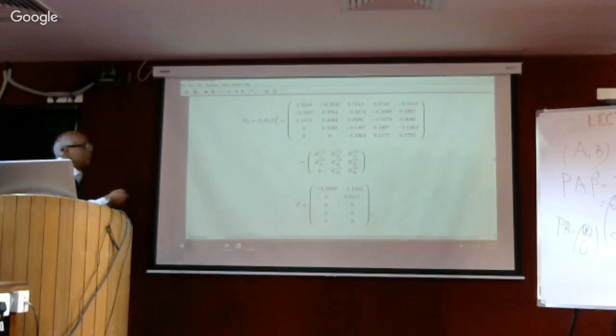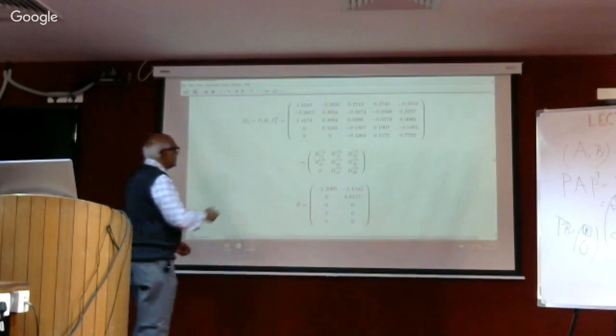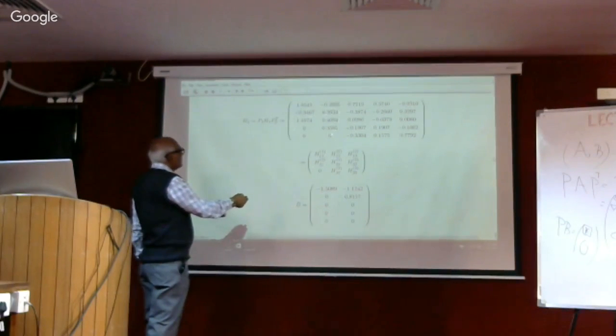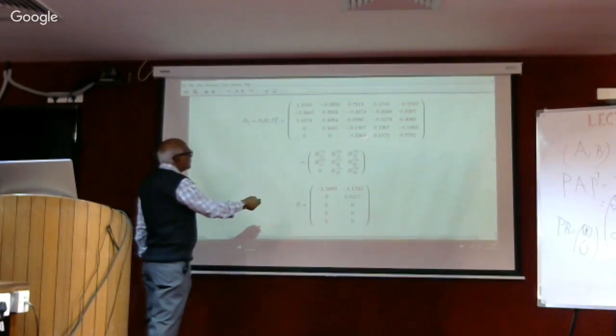How many diagonal blocks are there? Three. And what is the dimension of each block? 2 by 2. How many sub-diagonal blocks are there? Two. So this 2 by 2 matrix is one sub-diagonal block, and this is another one.